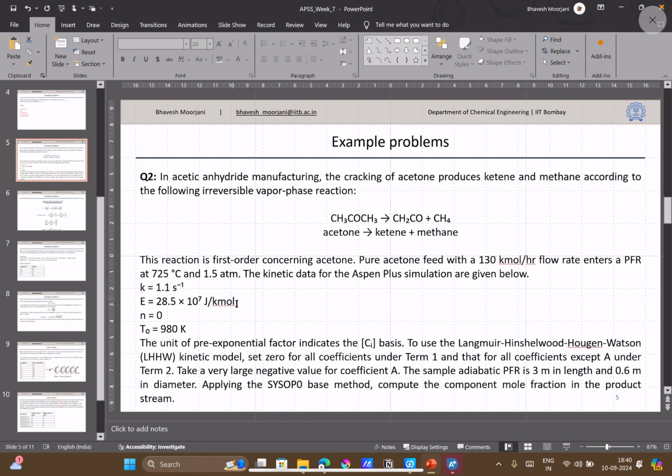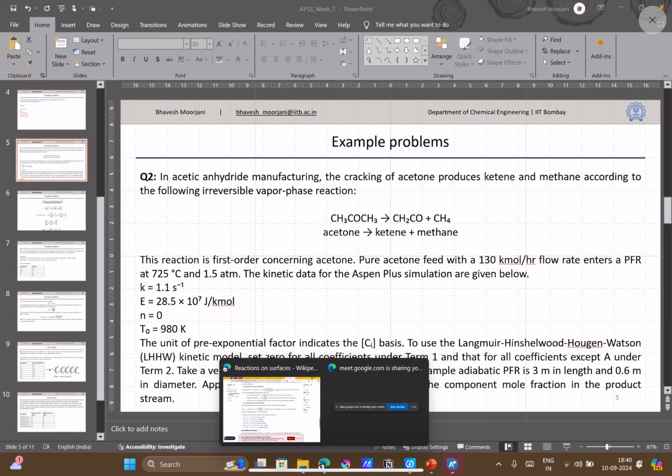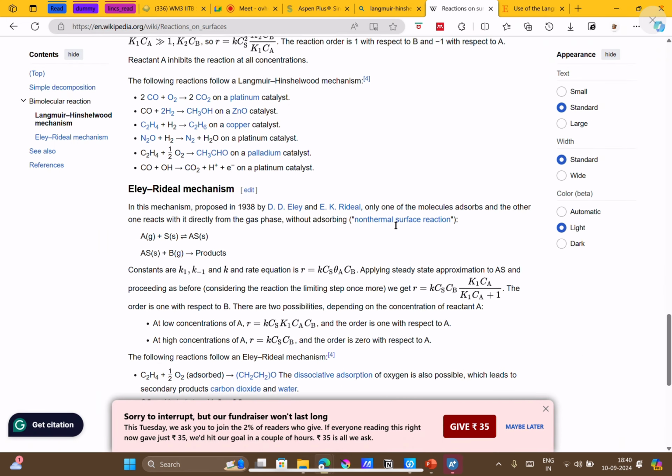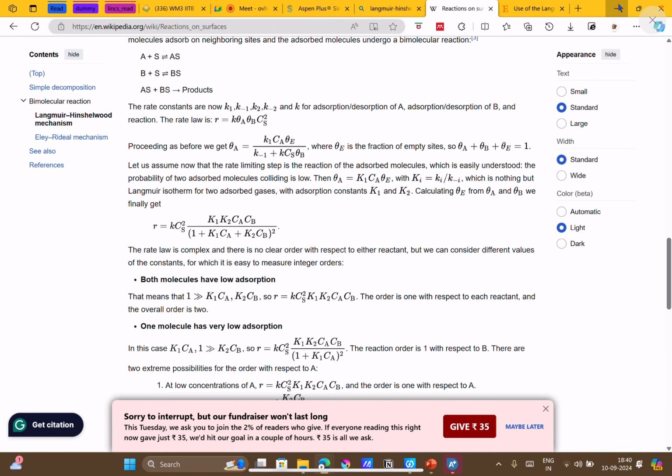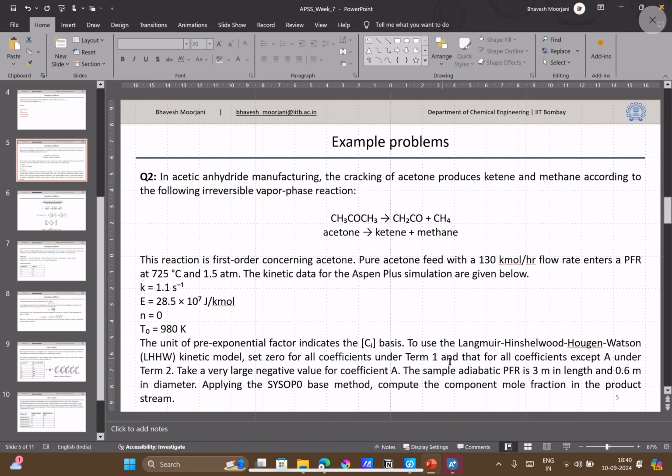So these two data are given. So instead of using the normal power law model, we have to use the LHHW kinetics model. You can study about this model more on the web itself. Right now I am just giving a brief overview. In that model, we have been asked to set 0 for all coefficients under term 1 and for all coefficients except A under term 2. We will see when we set up the reaction. Take a very large negative value of coefficient A.